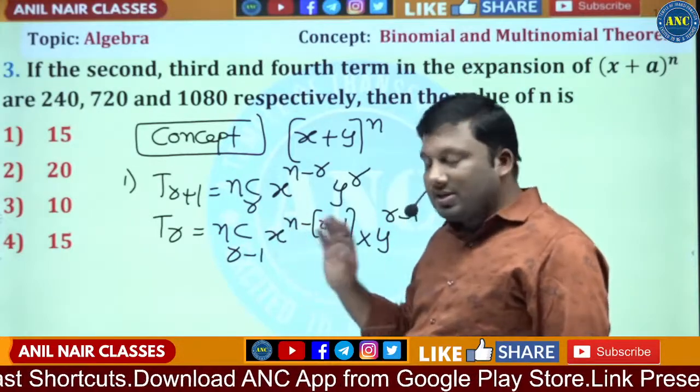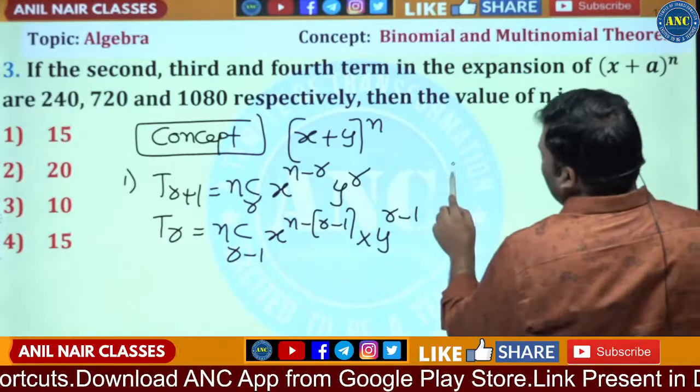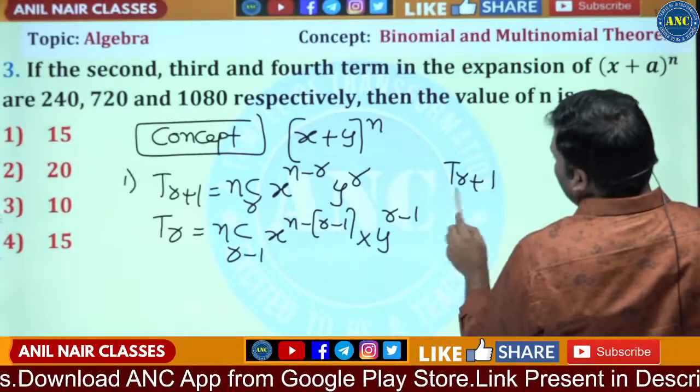Why am I doing this? There is a conclusion. So TR plus 1 divided by TR.